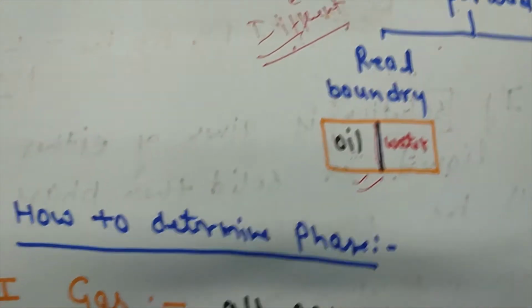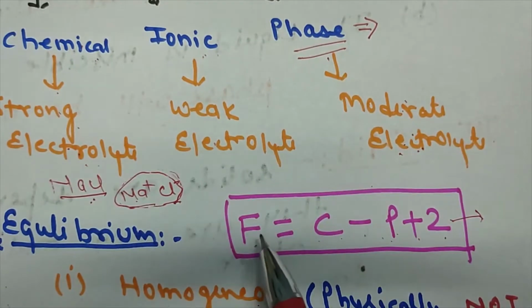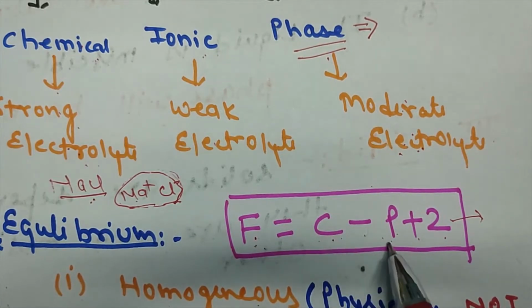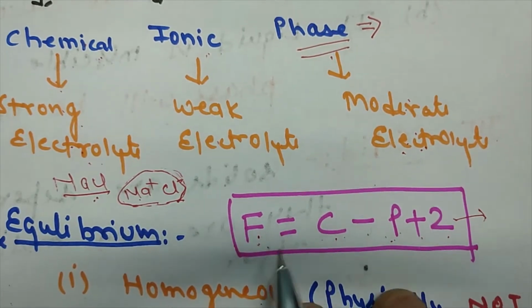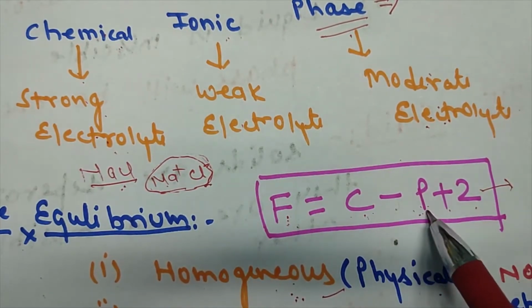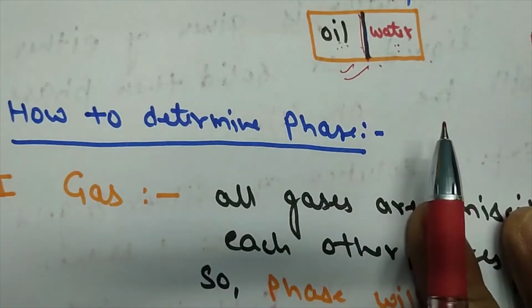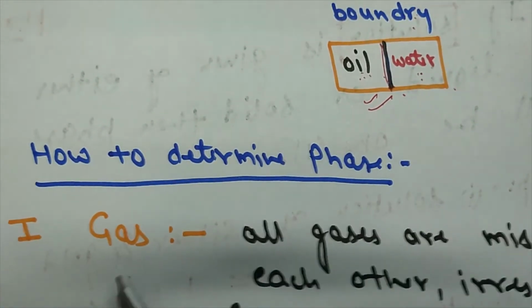Okay, now how to determine the phase? It is very important, like I have discussed here. You have to calculate how to determine F, how to determine C, how to determine P. I will discuss one by one what is F, C, P, but first I am going to discuss P, how to determine the phase. Like the first one is the gas.